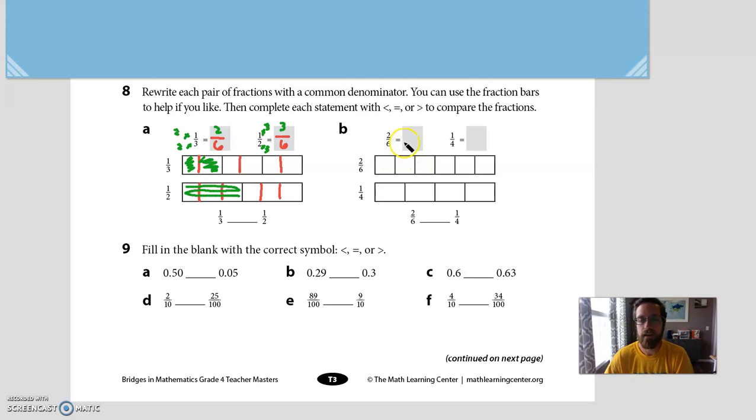Now let's do one more, but I'm not going to do the boxes and all of that, just so you can see it. Okay, 6 times 4 is 24. So my common denominator is going to be 24, okay? That's going to be 24. That's going to be 24.